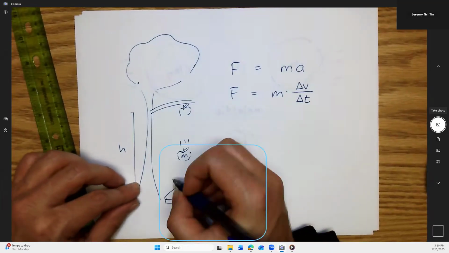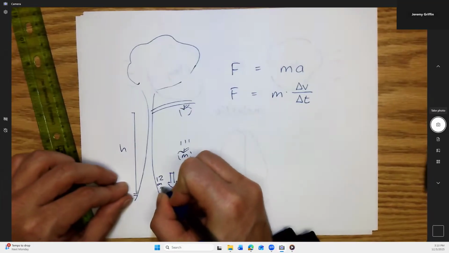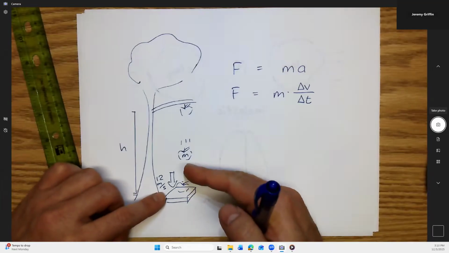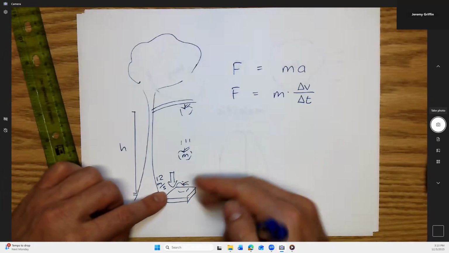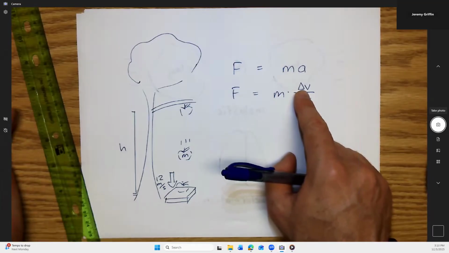Suppose it's crash landing right here at, I'm just gonna make something up, like 12 meters per second. I just made that up. You guys get that? What if it sticks to the scale? What's the change in velocity? 12 down to 0. What's the change? Yeah, the difference would be 12, wouldn't it?